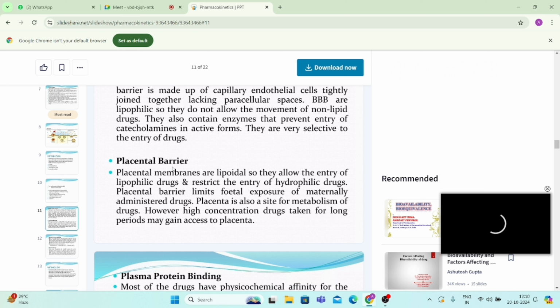So the placental barrier can be formed only during pregnancy, not in all stages of life, and that too only in women, not in all human beings, only at the pregnancy stages. So mostly these placental barriers restrict almost all the drugs, we say.